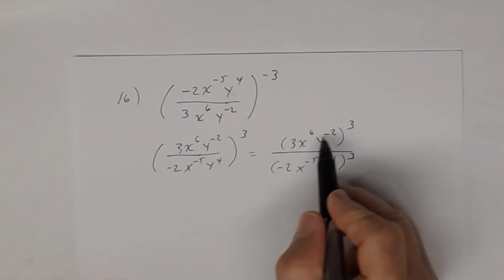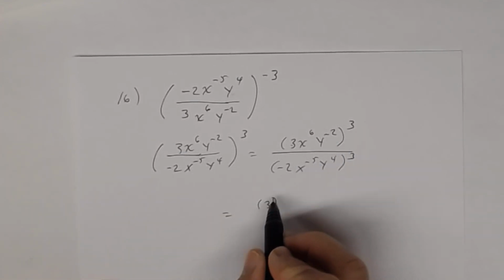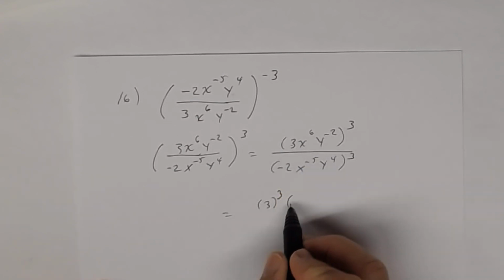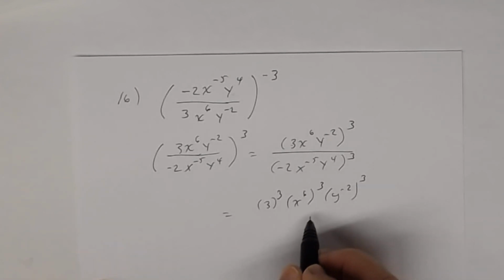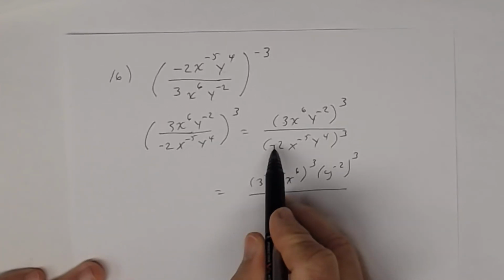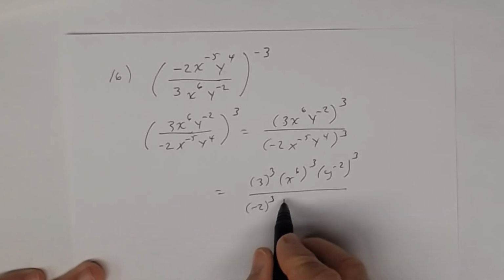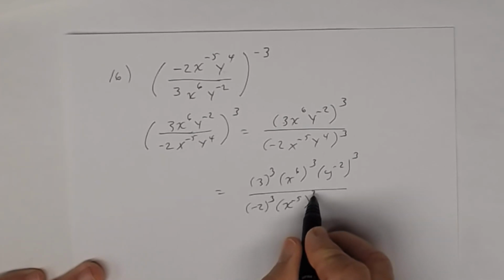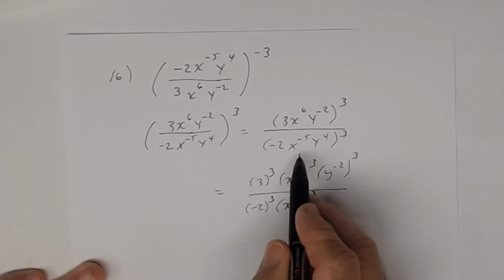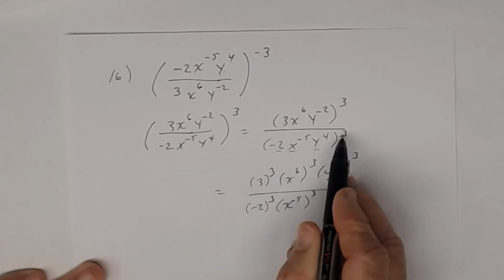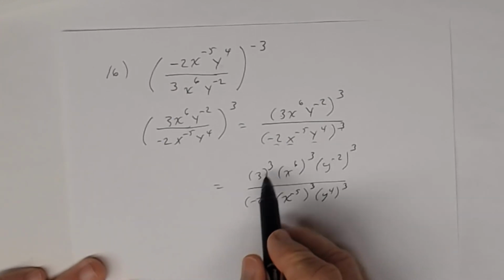And then I'm going to take the power of a product now. So this becomes 3 cubed times x to the 6th cubed, just like this, times y to the negative 2nd cubed, right? All divided by, and then the denominator as well, negative 2 cubed, in parentheses, just like this, x to the negative 5th cubed. So you're taking a power of a product. Each of these has to be raised to the 3rd power, times y to the 4th cubed. And then let's simplify each one.